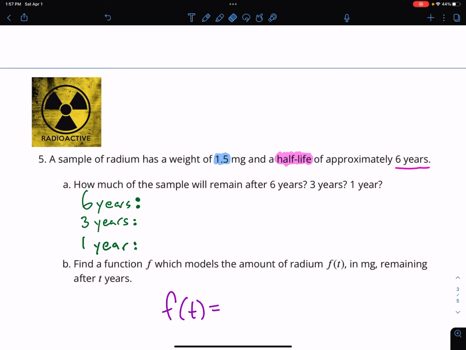Alright, so this radium, it's like a radioactive substance, right? And it's breaking down. And this half-life means that there'll be half of it left. It's sort of decomposing. It's unstable, highly unstable, and whatever makes up the atoms are falling apart. So this half-life means it's getting cut in half, and they say it takes 6 years for it to be cut in half.